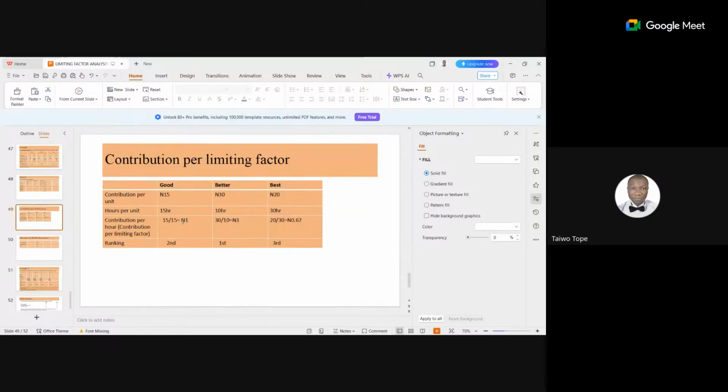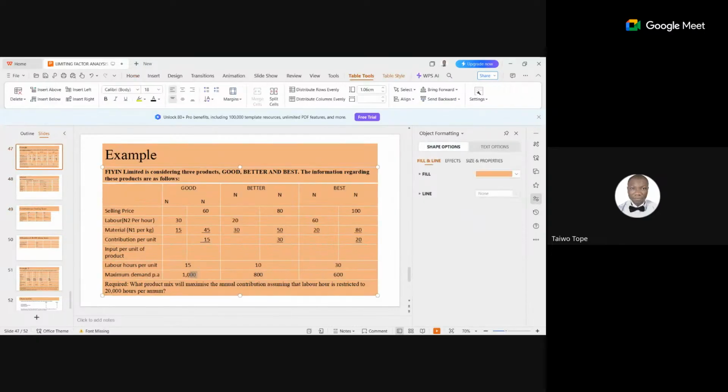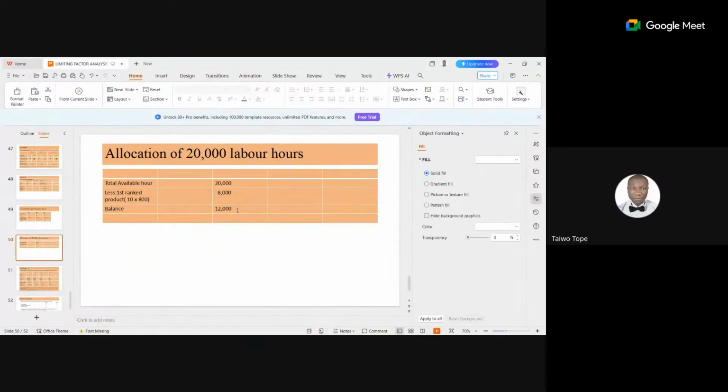And we need how many hours? How many units was requested? 1,000, right? 1,000, yes. And how many hours do we need to produce 1 unit? 15 hours. So to produce 1,000 units, the total hours will be what? 15,000. Do we have the 15,000 hours? No. We only have 12,000 hours left. So what will happen?